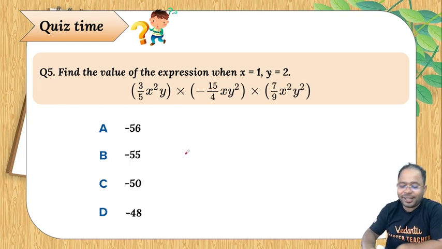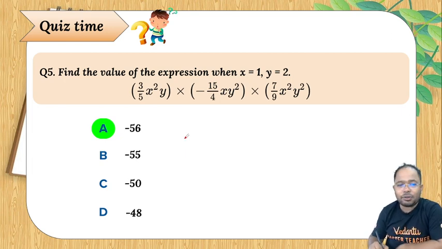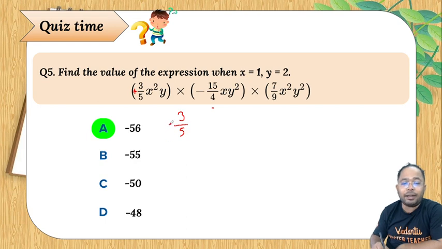Okay, come on, let's look into the answer, students. Yes, the answer is minus 56. So very well done, and let's try to solve this for those who couldn't do it. Before that, let's look into the sign. We have a positive sign, nothing there means positive. Positive into negative gives negative, and that negative once again multiplied with the positive gives ultimately a negative.